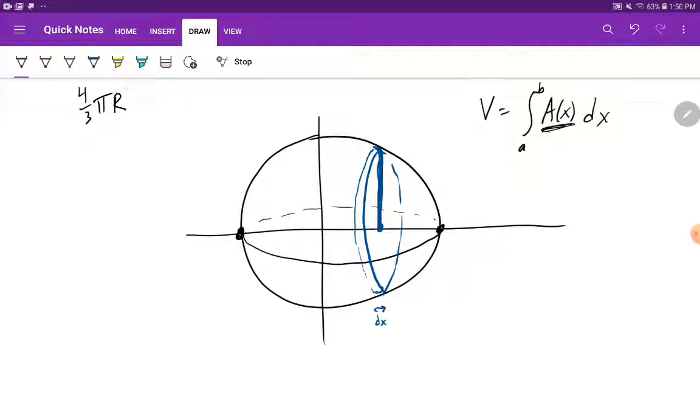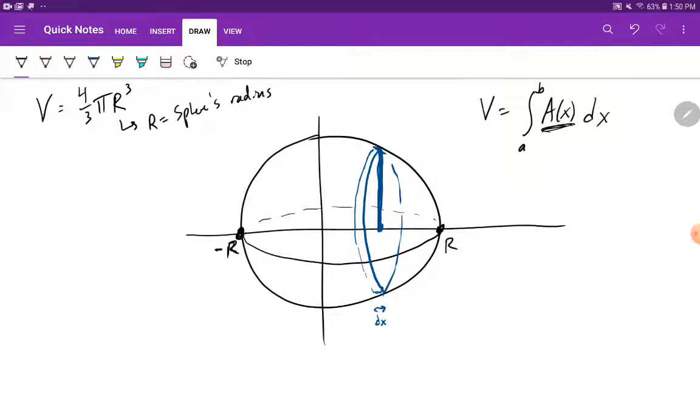4/3 pi, I'm going to use a capital R. This is the known volume of a sphere where the radius of the sphere is capital R. And in this problem, that capital R, for the radius of the sphere, doesn't change. It's going to be the same no matter where you are in the sphere. So we're going to label the bounds from -R to R.